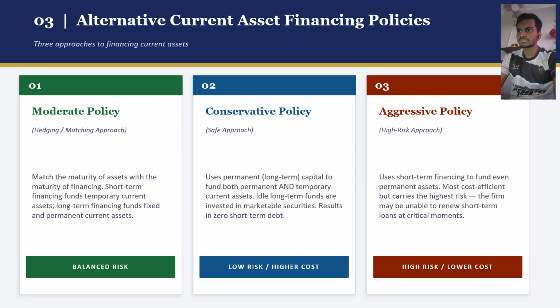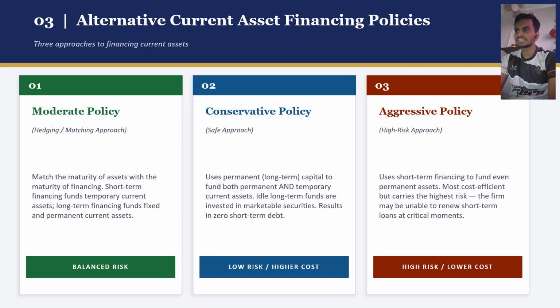Alternative current asset financing policies. Moderate policy, the hedging or matching approach: match the maturity of the asset with the maturity of the financing. Short-term financing funds temporary current assets, and long-term financing funds fixed and permanent current assets. This balances risk. Conservative or comprehensive policy: a safe approach. Use permanent long-term capital to fund both permanent and temporary current assets. Excess long-term funds are invested in marketable securities. The result is zero short-term debt, low risk and high cost.